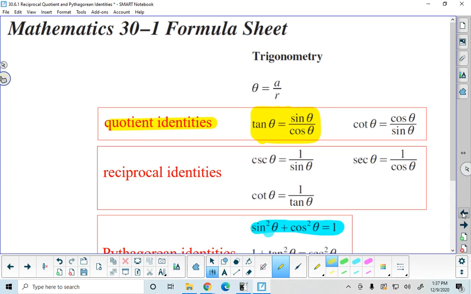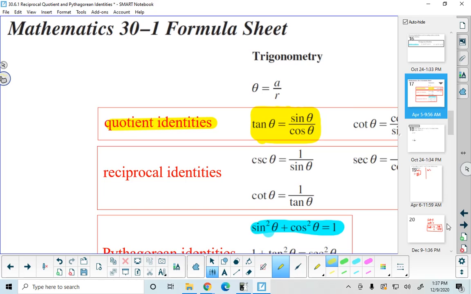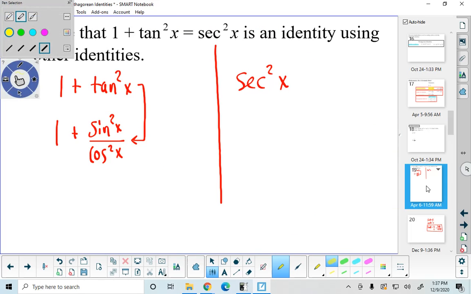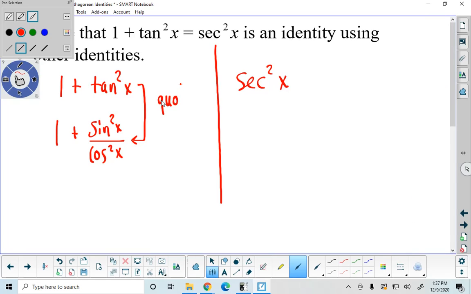And what we need to do, going back to our proof, is write down the reason we did that. We have to actually write down quotient identity.